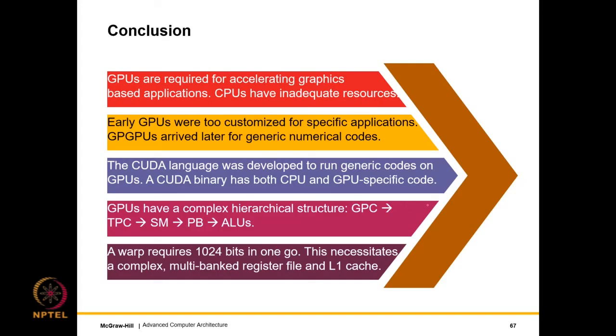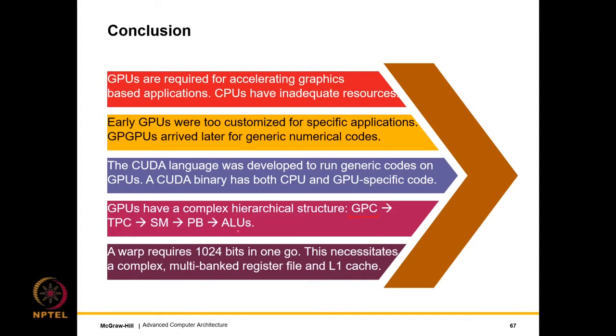Early-stage GPUs were too customized for specific applications. But then GPGPUs arrived on the scene and they had a very generic application. The CUDA language was developed to basically run generic codes on GPUs. A CUDA binary is a fat binary that has both CPU and GPU specific code. And GPUs have a complex hierarchical structure with 5 to 10,000 cores these days, which is massive, right? Several teraflops of computational power is there within one single GPU.